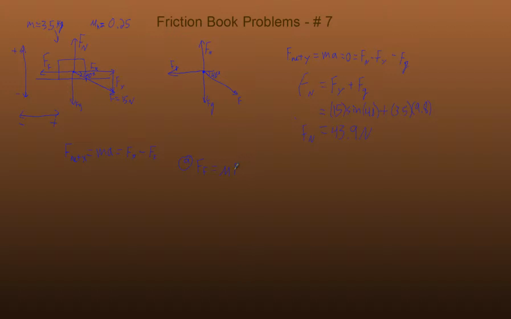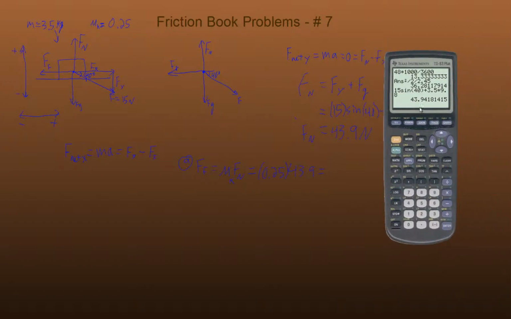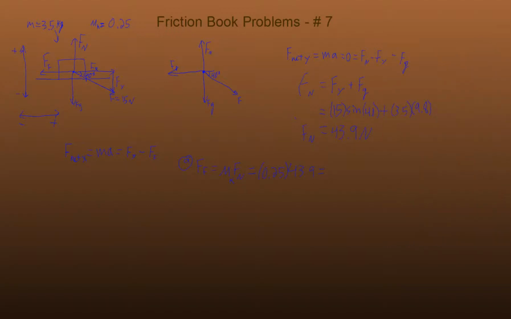Force of friction is mu Fn. In this case, it's sliding, so our mu is mu K. And that's 0.25 times the normal force we found here, 43.9, equals, let's just multiply this by 0.25, 10.99. Let's just call it 11. WebAssign would accept that. 11 newtons. So that's the force of friction.